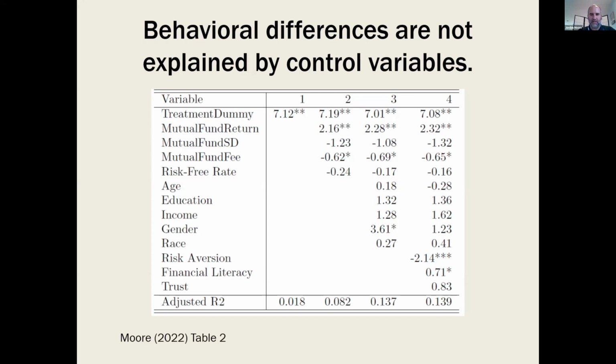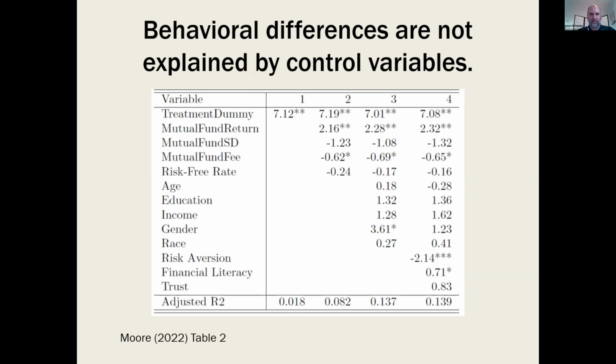In the third specification, we add these demographic variables, these main ones: age, education, income, gender, race. The only one with statistically significant results is gender. So in this sample, basically this means that men, holding all these other variables constant, would pick 3 to 4% more stocks than women, which is consistent with previous findings.